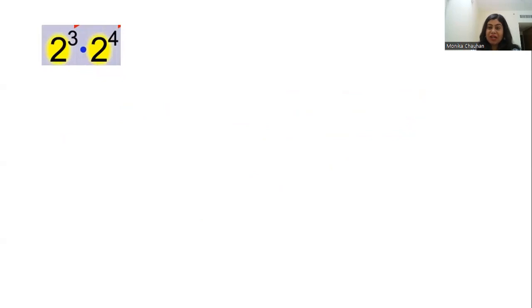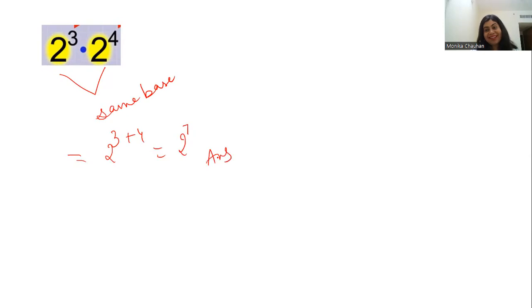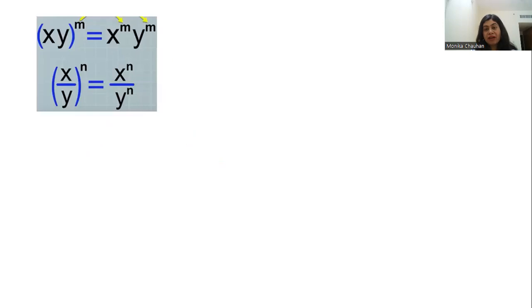Now, let's do a recap. You have the same base. These two are highlighted in yellow, which means this is the same base. When you have the same base and different powers, and this dot means multiplication, what do we follow? We follow the multiplication rule. And what is the multiplication rule, the product rule? You add the powers. So 2 raised to the power 3 plus 4, 2 raised to the power 7. That's the answer. So always remember.